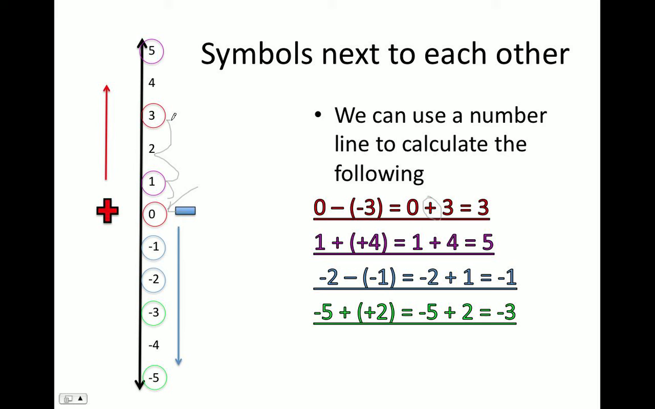If we look at the blue equation, we've got minus 2 take minus 1 is going to become minus 2 plus 1 because 2 minuses next to each other turn into a positive, and therefore we're going to go from minus 1 plus 1 up to negative 1.